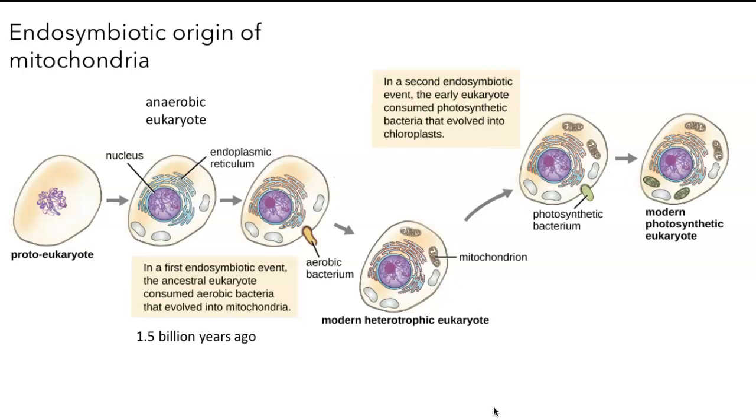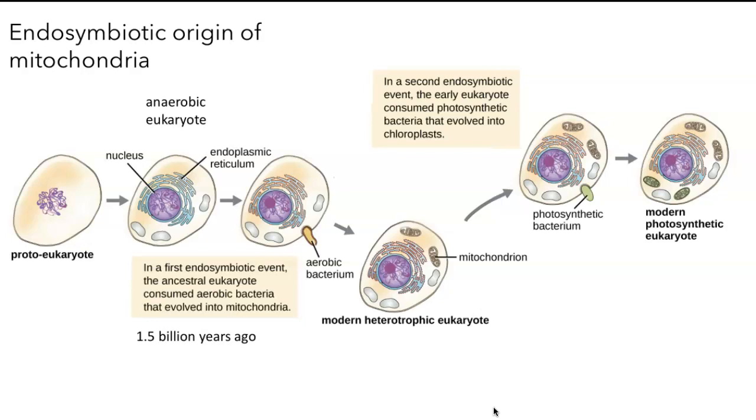There are some other pieces of evidence supporting the endosymbiotic origin of mitochondria. For example, we know that mitochondria and chloroplasts have their own DNA and that it's circular, like bacterial DNA is. We also know that mitochondria will divide by fission. They pinch and divide into two parts, and that's the way that many bacteria reproduce as well.